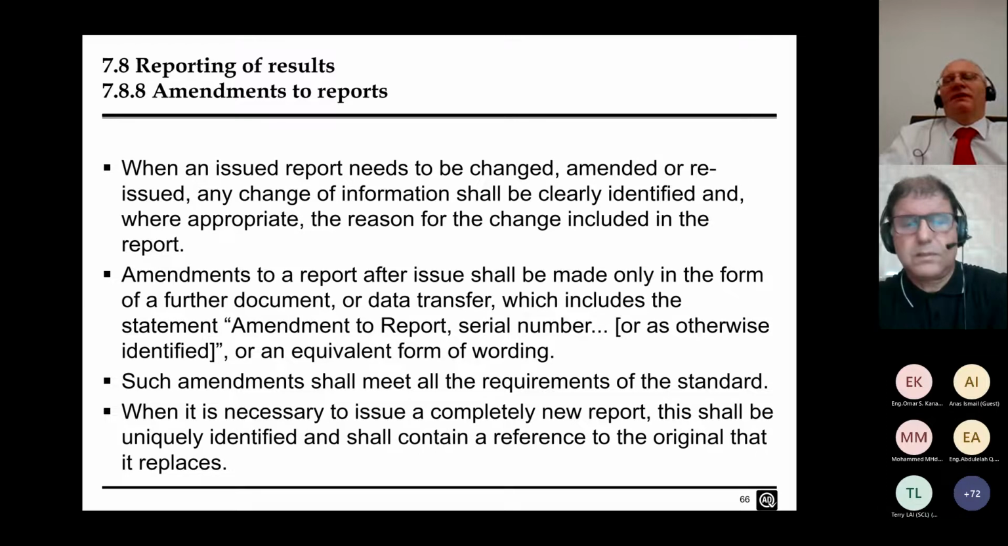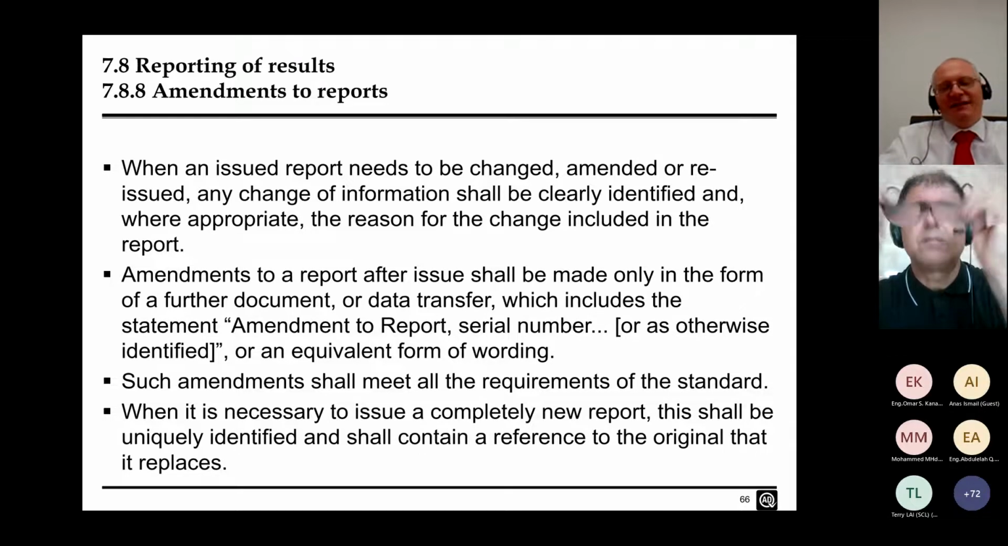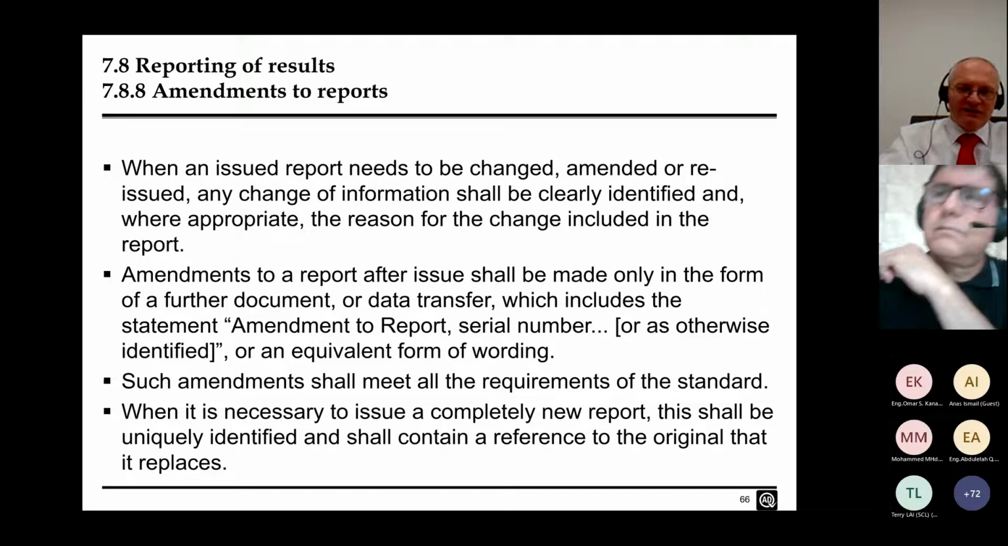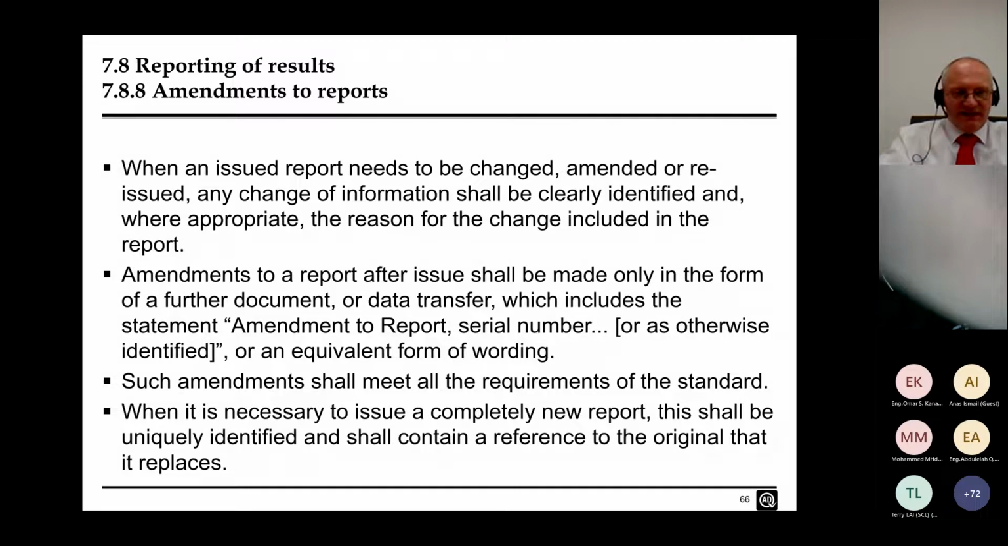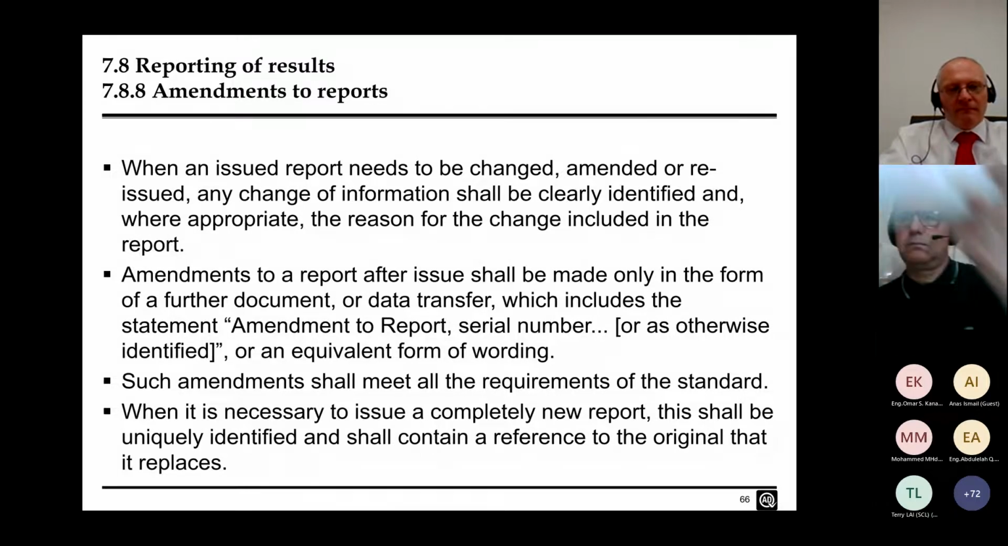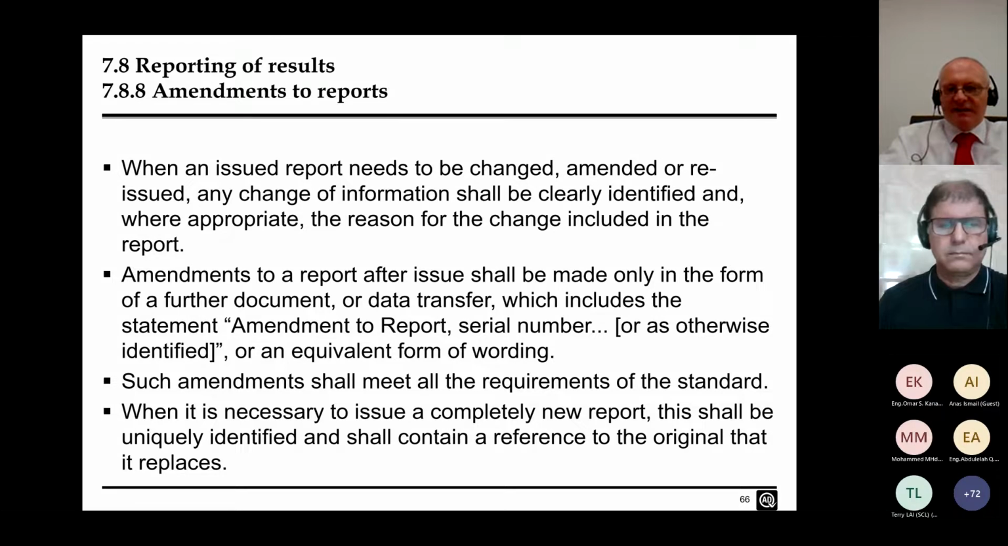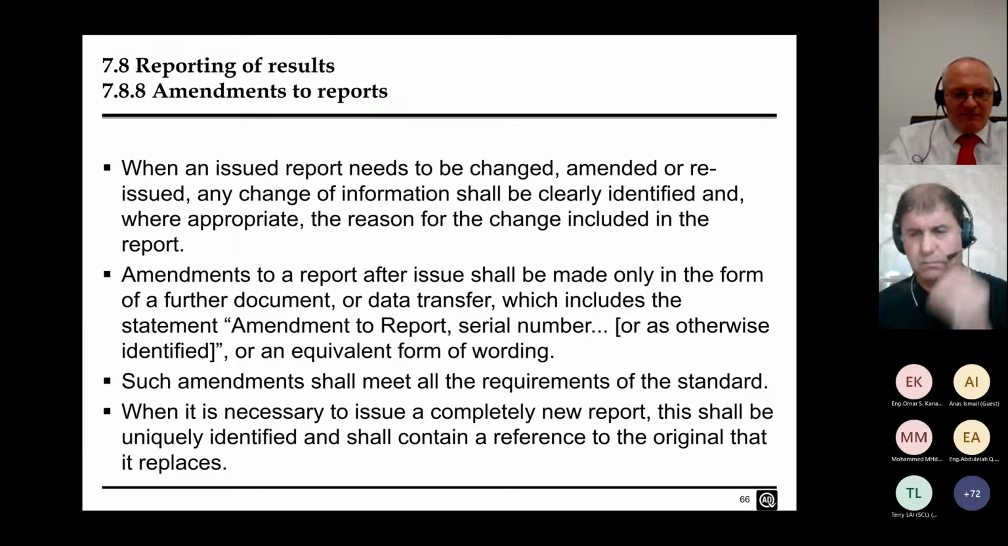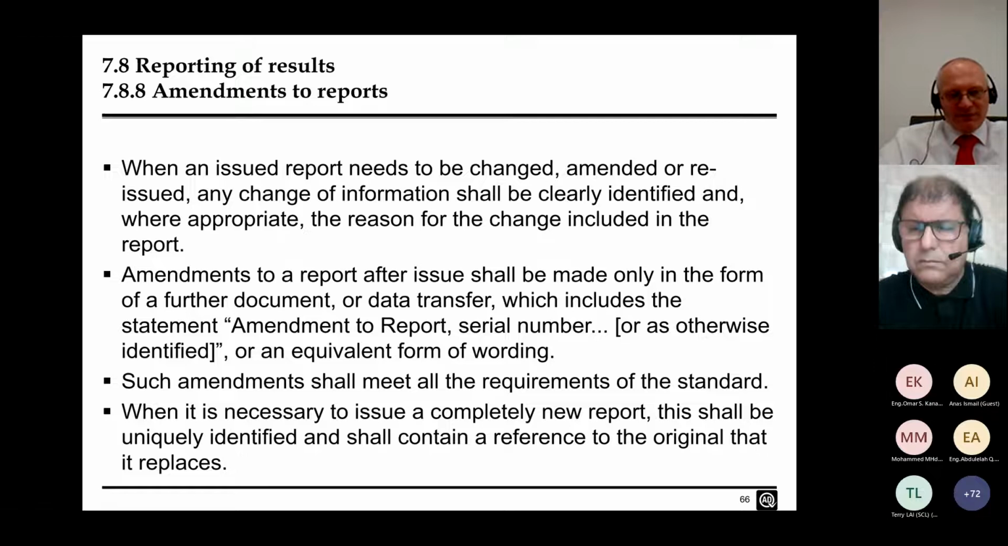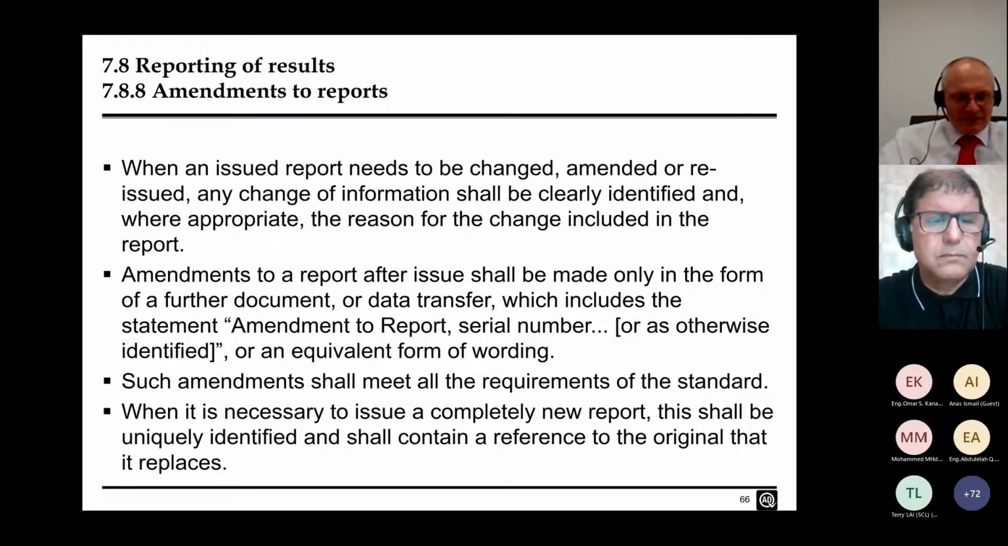Amendments to reports. We all make mistakes, and occasionally we need to reissue or change or amend a report, a certificate that's already been sent out. When we do this, any change of information has to be clearly identified and, where appropriate, the reason for the change included in the report. Where appropriate is a great term. I can think of very few reasons why it wouldn't be appropriate. So pretty much identify what the change was and why it's been changed.